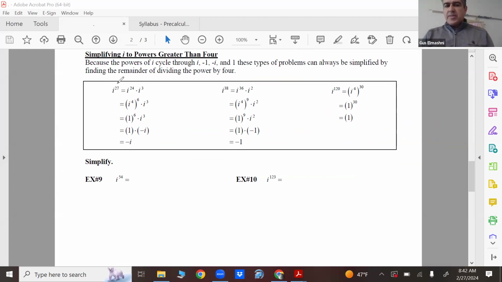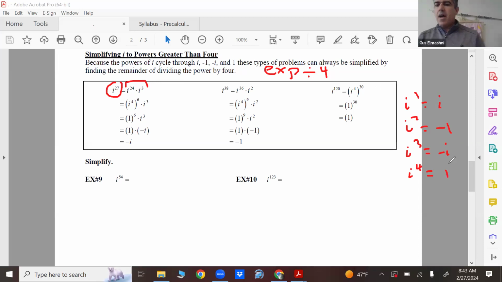When you look at i to the 27, why was it broken down this way? It was broken down this way because you want to take the exponent divided by 4, because remember, the pattern goes in groups of 4. i to the 1, i squared, i cubed, i to the 4th: i, -1, -i, 1. And it repeats. It's rinse and repeat. It just goes in this cycle, right?